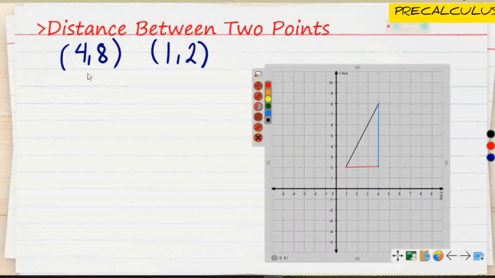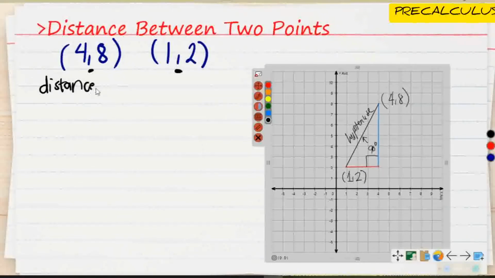So kung ipa-plot natin itong dalawang points na to sa Cartesian plane, ito yung ating (4, 8) and (1, 2). Kung mapapansin nyo, isa itong right triangle. So meron tayong 90 degrees na angle dito at yung katapat niyang line, ito yung tinatawag nating hypotenuse. And yung hypotenuse na to, ito yung distance between these 2 points, (1, 2) and (4, 8). So the distance between these 2 points is equivalent to the hypotenuse.